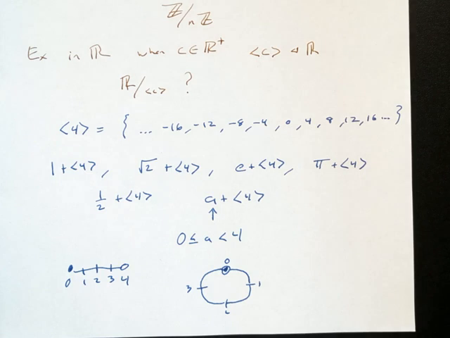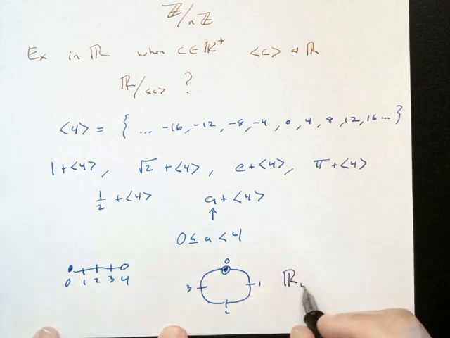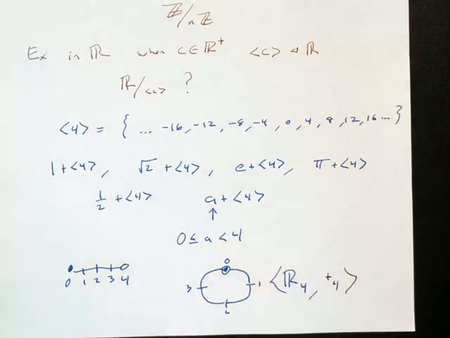What we've created is the real line mod 4 rather than the integers mod 4. And so instead of having 0, 1, 2, 3, I get everything from 0 to 1 to 2 to 3, all the way up to, but not including 4. And then I wrap back around. And we've created the group R4 under addition mod 4.